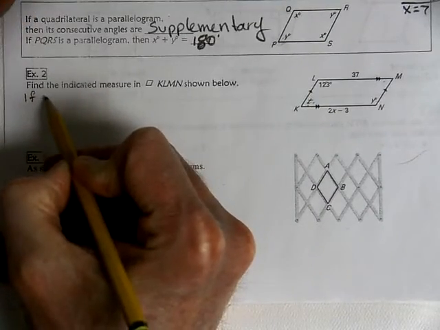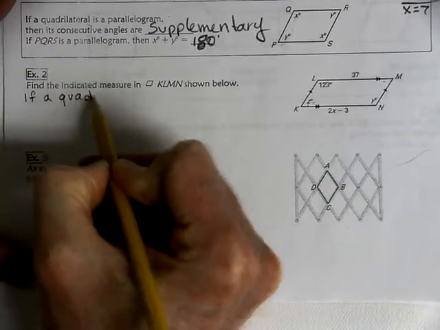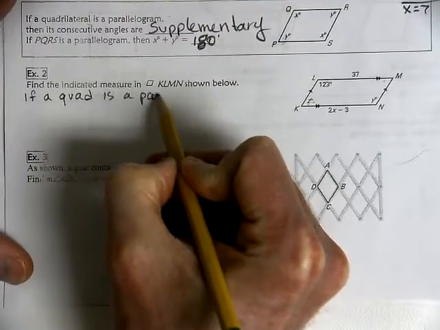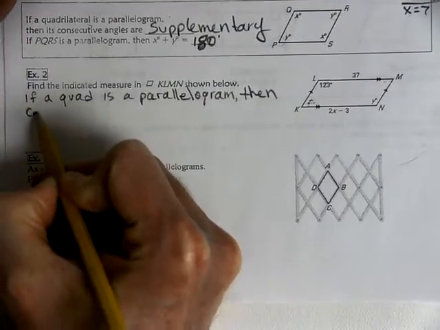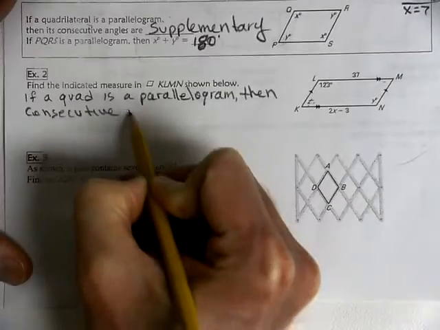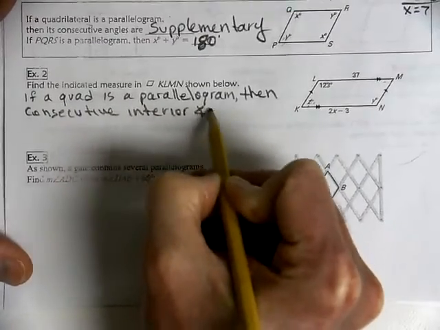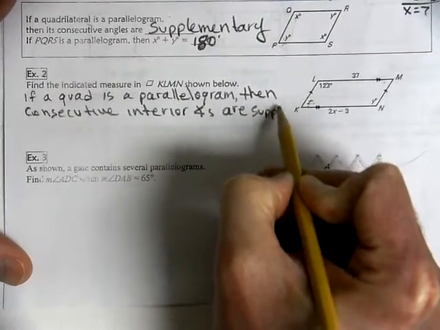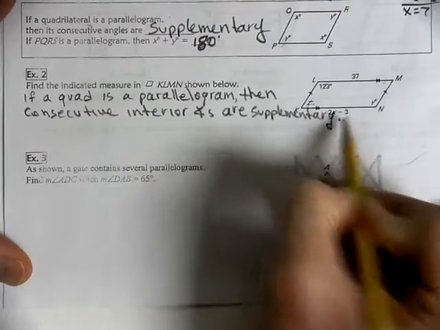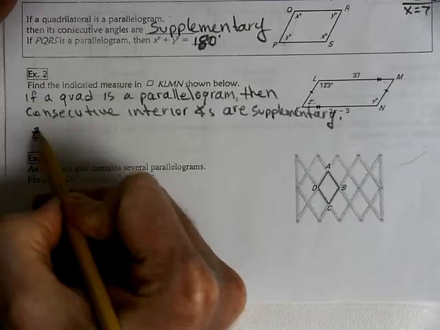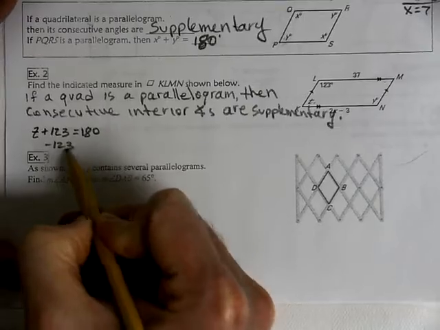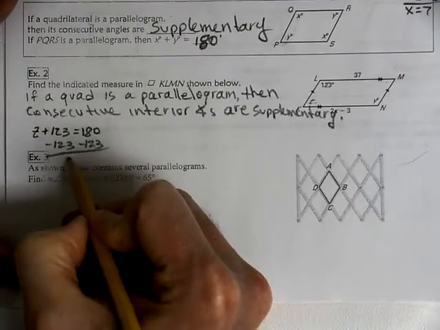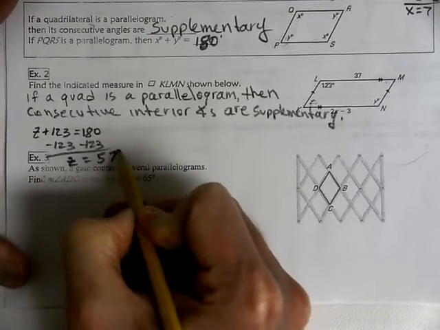So if a quad is a parallelogram, then consecutive interior angles are supplementary. So that tells us that Z plus 123, our two consecutive angles, are going to add up to 180 degrees. If we subtract that across, we're going to get 57 degrees.